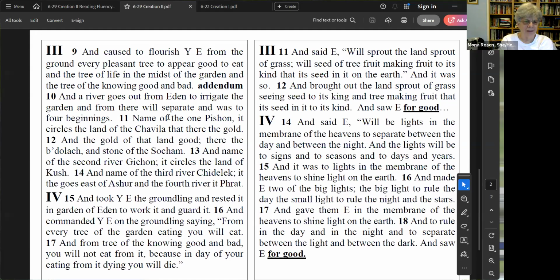I'm seeing it slightly different. It looks like the river goes from Eden to the garden, and once it's in the garden, then it separates. Exactly. So it doesn't separate at Eden, it separates in the garden. Correct. Okay. At the garden, the river from Eden separates out into 4 branches, I got it. Or 4 headwaters, or 4 beginnings of new rivers. So now we're going to find out what those rivers are.